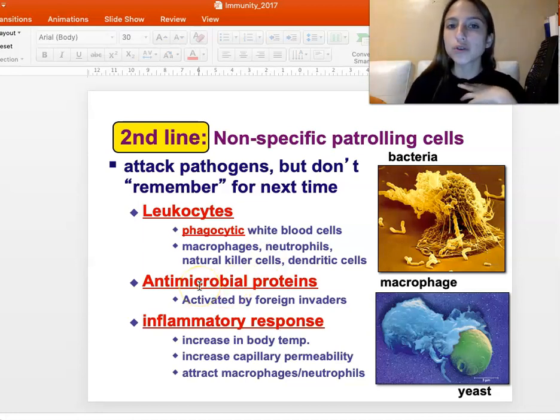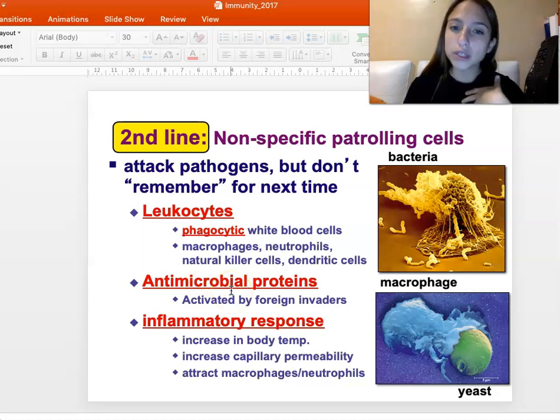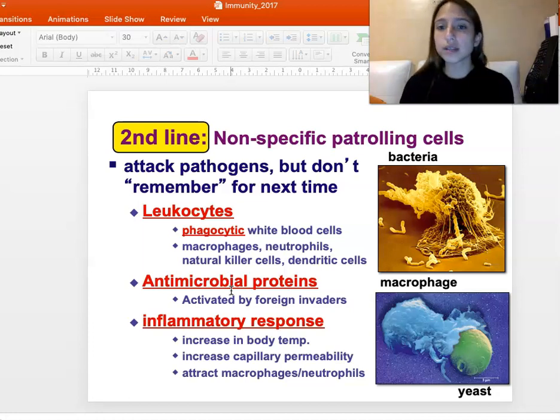Okay. You also produce in your second line of defense something that's called antimicrobial proteins. So they're proteins, very similar to these lysosomes that you're producing. They're just proteins that are circulating throughout your entire body and trying to attack foreign invaders.